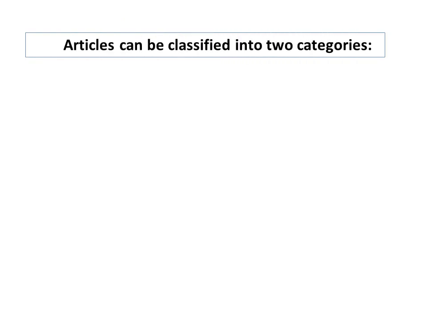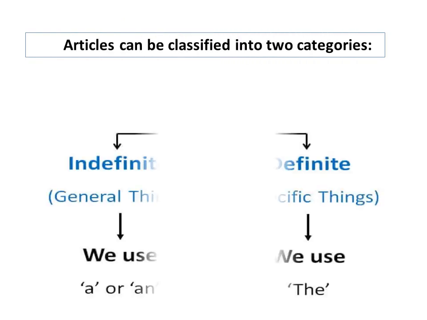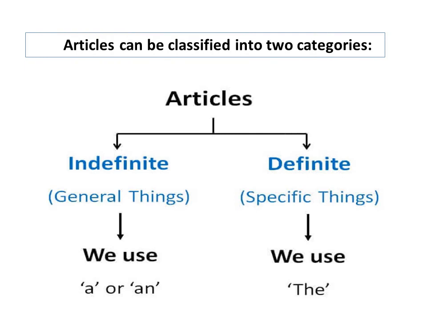An article can be classified into two categories, as you can see: indefinite article and definite article. Indefinite article refers to general things and definite article refers to specific things. We use a or an as the indefinite article. A or an is used to modify a non-specific or non-particular noun. The is used to refer to a particular noun.